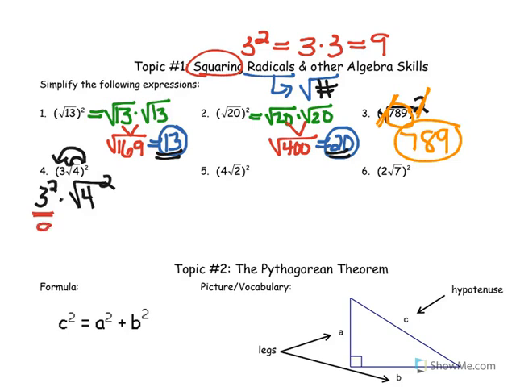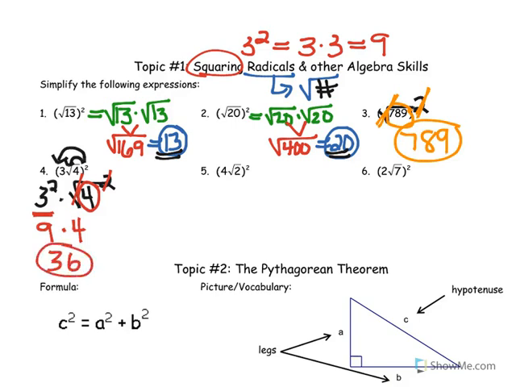I know that 3 squared is 9. And then I know that the square and the radical are going to cancel, and I'm just going to be left with the number that's inside, which is 4. And then I can do 9 times 4, which gets me 36, and I'm done.